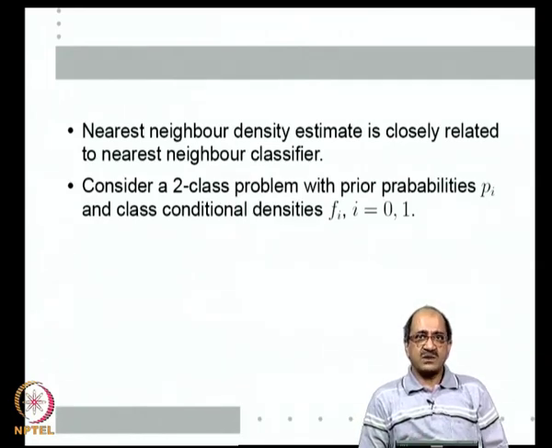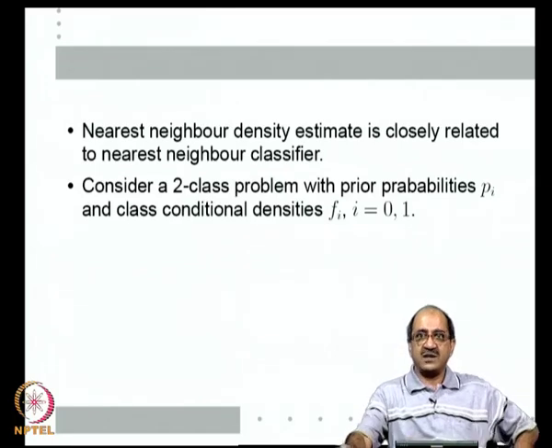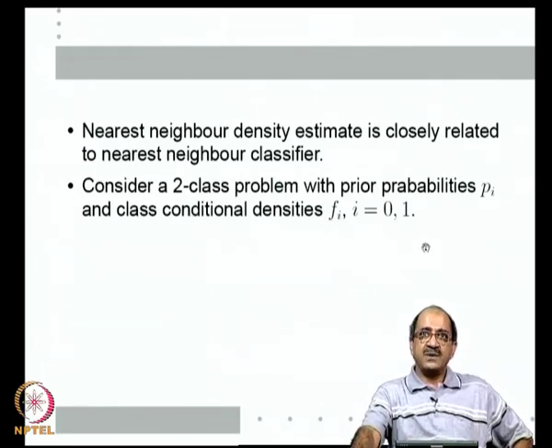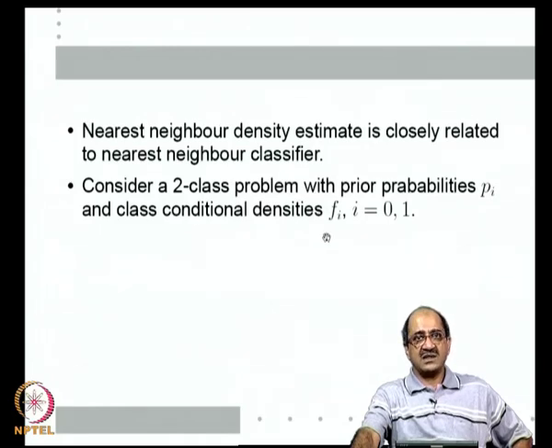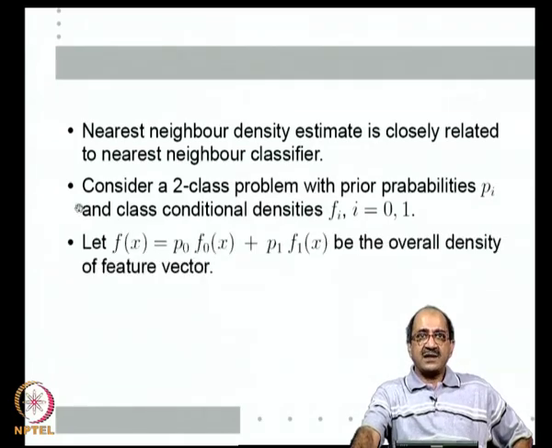Let us say we have a 2 class problem with prior probabilities p_i and class conditional densities f_i, i is equal to 0 and 1, that is p_0, p_1 are the 2 prior probabilities, f_0, f_1 are the 2 class conditional densities, and then f(x) is p_0 f_0 plus p_1 f_1, is the overall density of the feature vector x, right. This is without the class label, this is the overall density f(x).